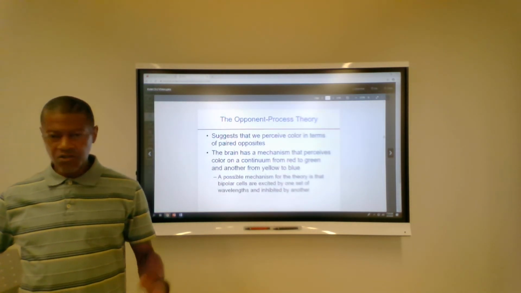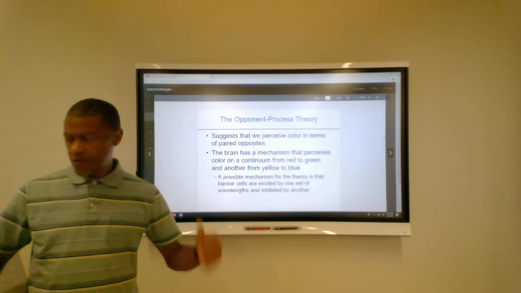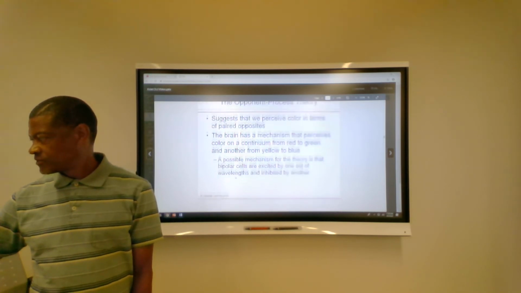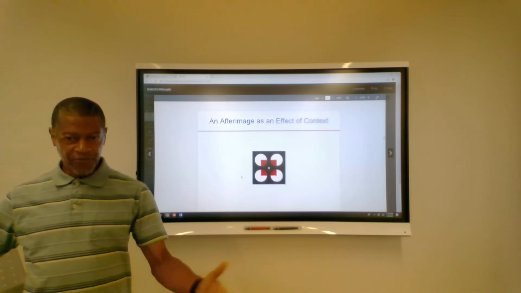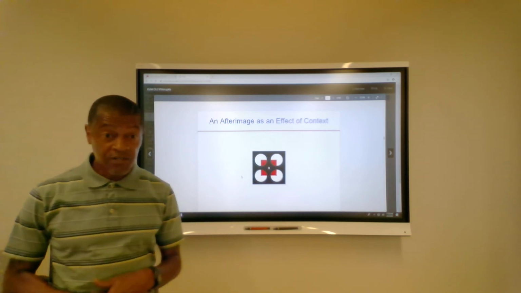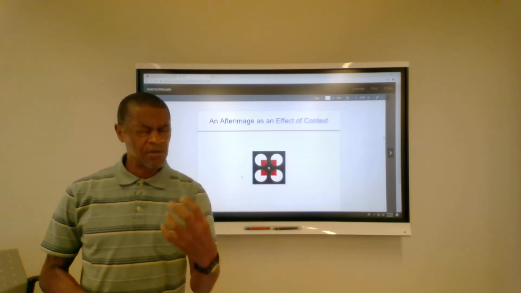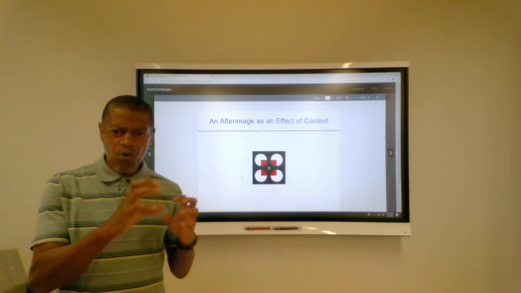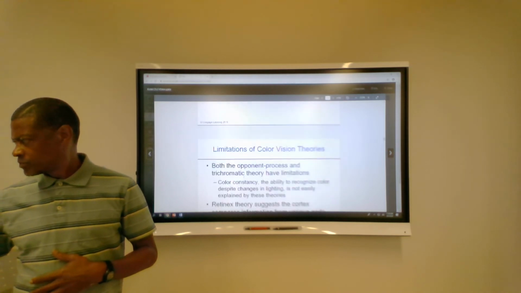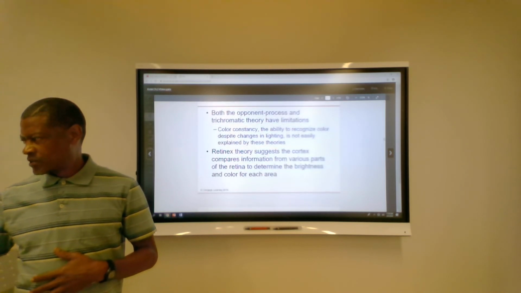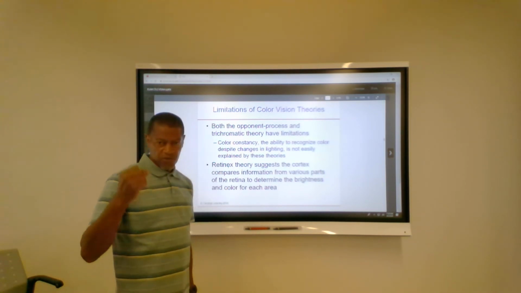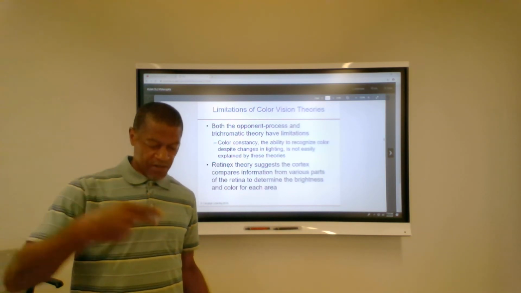Opponent process, again, shows that the opposite wavelengths, the paired colors, give you something different, like an afterimage that could occur. If you look at something bright and close your eyes, you still see the image, which is how the opponent process is also creating that color. And then the last one here is the Retinex theory. So the 3 theories: trichromatic, opponent process, and Retinex theory.